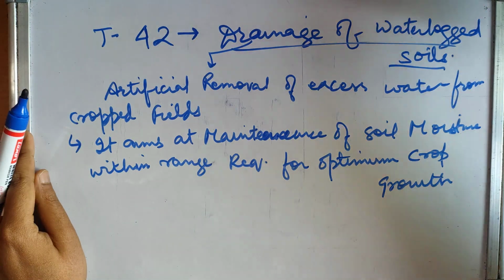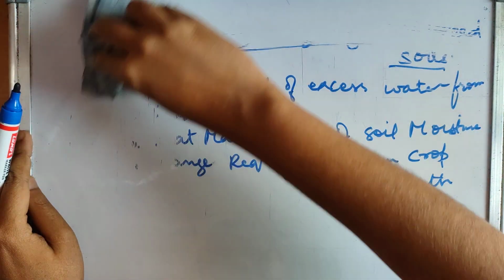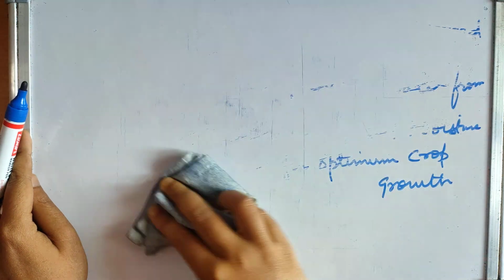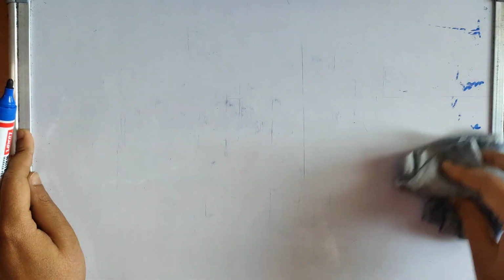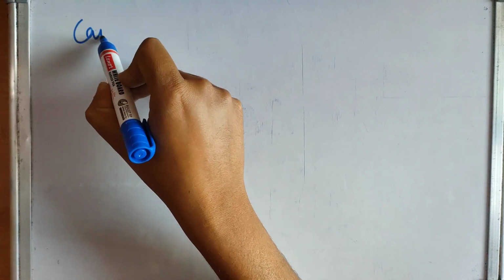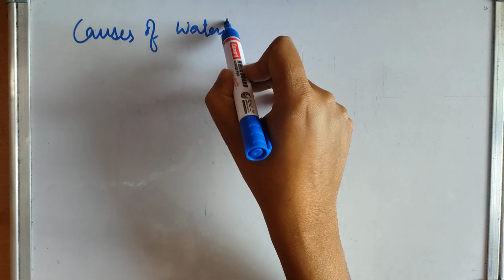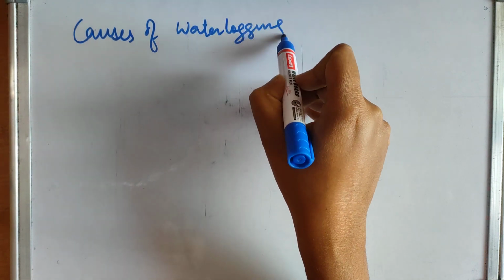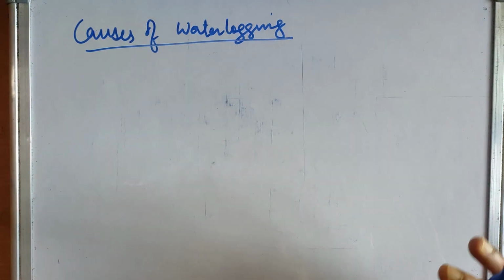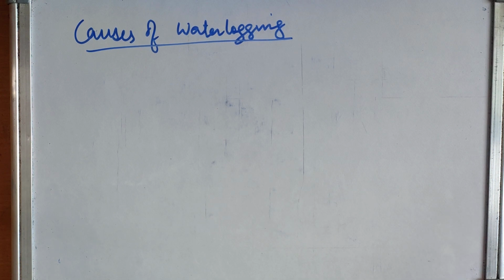Now what are the causes of waterlogging? What are the common causes of waterlogging? What is waterlogging? Jal jamav. Stagnation of water at one place is waterlogging.